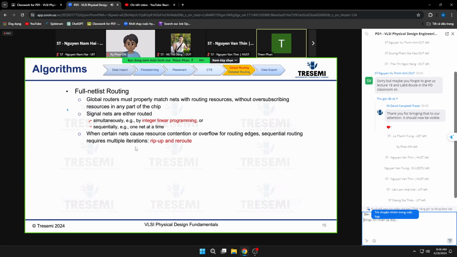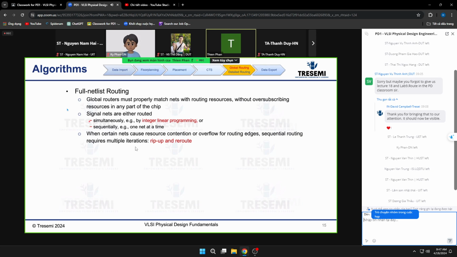But sometimes we know that some critical nets, we need to give the tool the best chance to route that net perfectly. Then we can put a list of nets that we consider to be critical, and we ask the tool to route them first, right? So we do have a choice, and then let the tool do the rest, right?